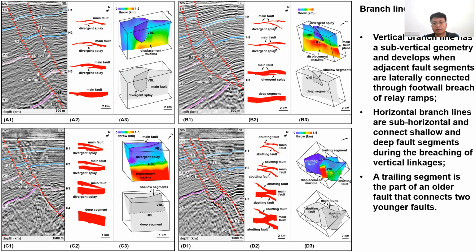A trailing segment is a part of the older fault that connects two younger faults. For example, F1 actually connects F2 and F3, both at the basement level and the sedimentary level as well.